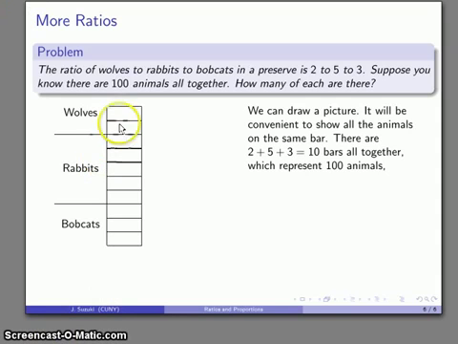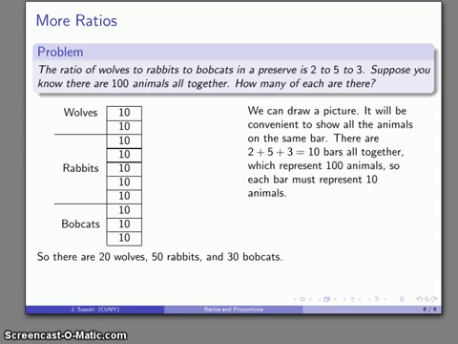Now what I notice is that there's 10 bars altogether, and I know that there's 100 animals altogether. So these 10 bars also have to represent those 100 animals. And so what does that tell me? Well, that tells me that each of those bars must represent 10 animals, so I'll go ahead and fill that in. And at this point I can just pick off what the numbers are. So I know that there are 10, 10, there's 20 wolves, there's 10, 10, 10, there's 50 rabbits, and then there's 30 bobcats. And I can just read off the numbers from my drawing representing the ratio, and I've actually solved a problem that we could express algebraically, but I didn't need to use algebra. All I needed to do was know how to count. Once you know arithmetic, you can do algebra.